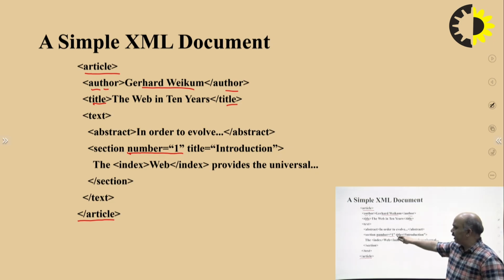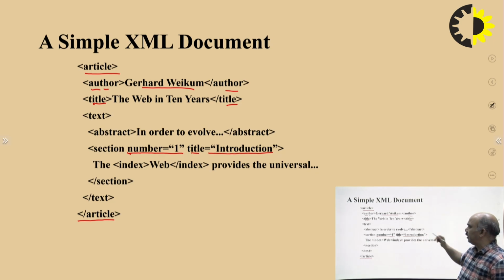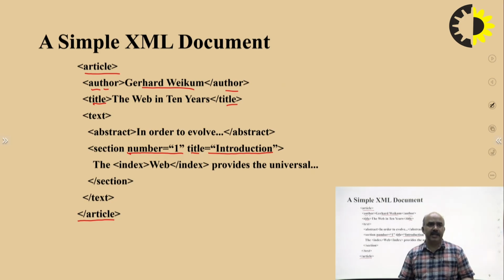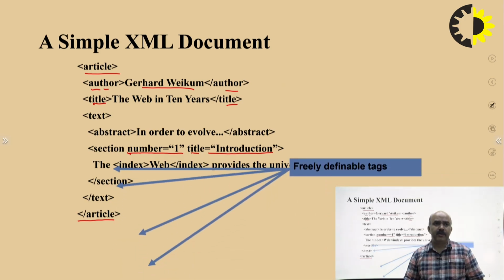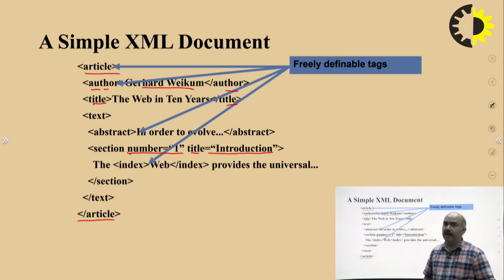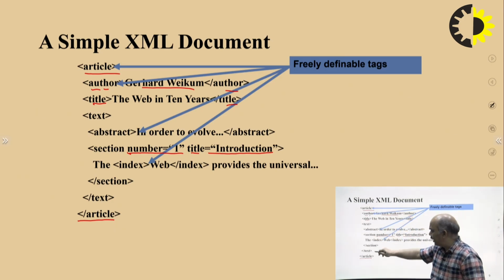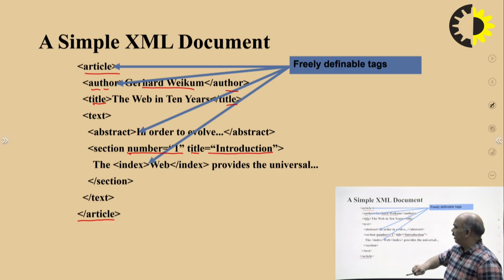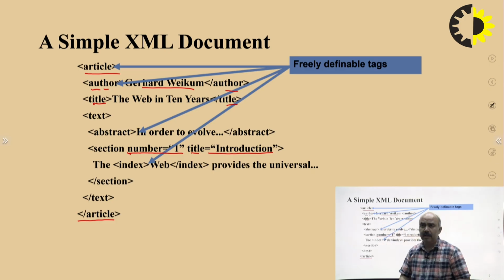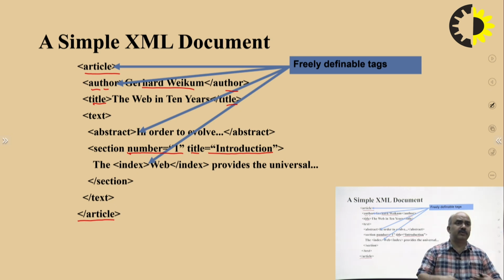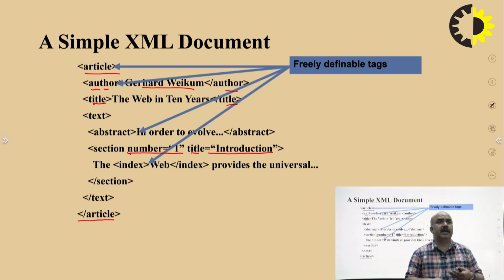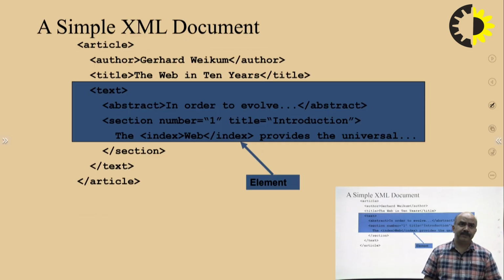This attribute, title, has the value introduction. These are the freely definable tags: articles, authors, abstract, indexes, and section. These are freely definable tags, so the user can define them according to their own needs or whatever the requirements are.